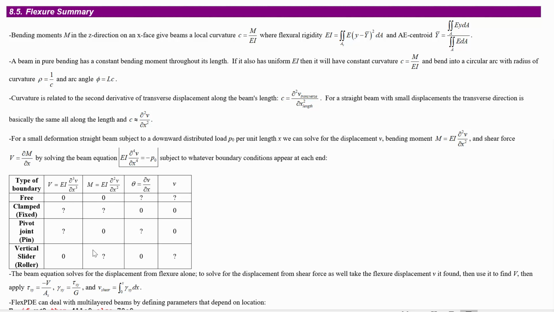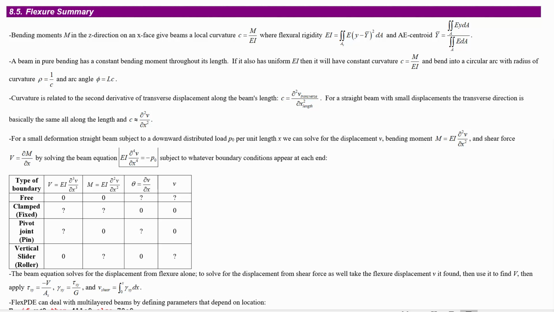For a pivot joint, on the other hand, you don't know what shear force it's applying, but you do know that it has no bending moment applied because it can't resist rotations about it. And you don't know what angle it's going to end up at, but you do know that the displacement is staying at 0.